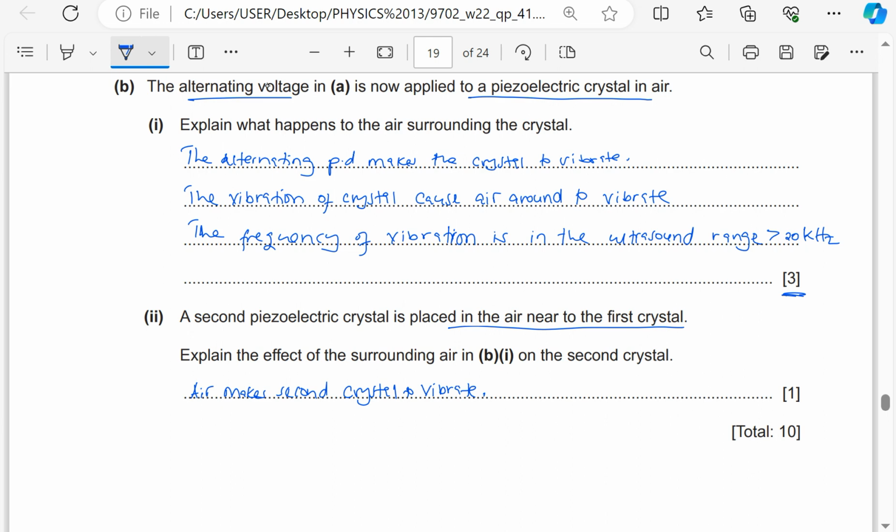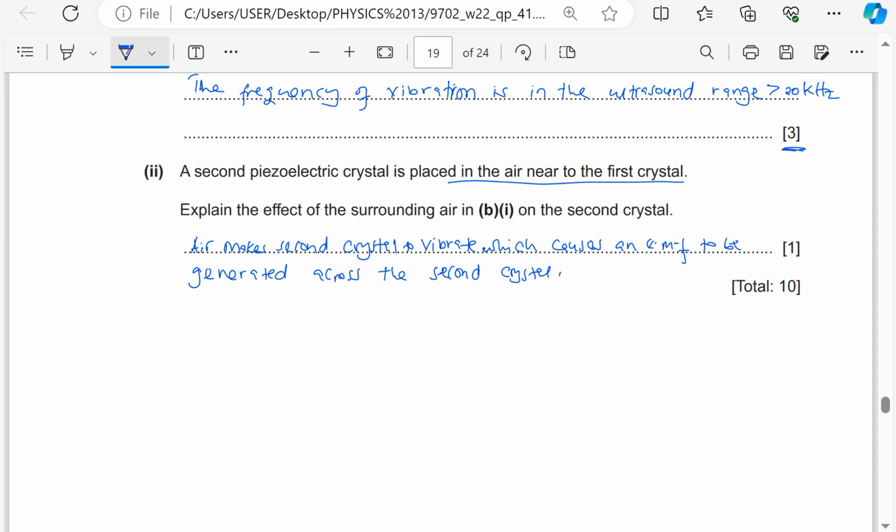Of course, if the second crystal vibrates, it is going to create an EMF across the second crystal. Because the air is already vibrating, any crystal placed around that air will also be forced to vibrate. And if a crystal vibrates, then a PD is created across the crystal, which results in an EMF across the second crystal. That is ultrasound.